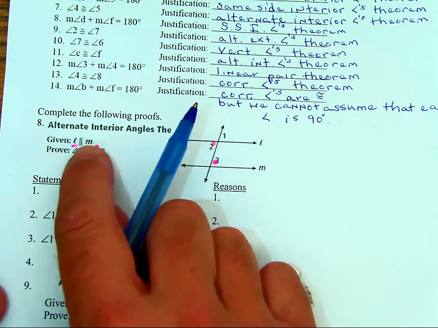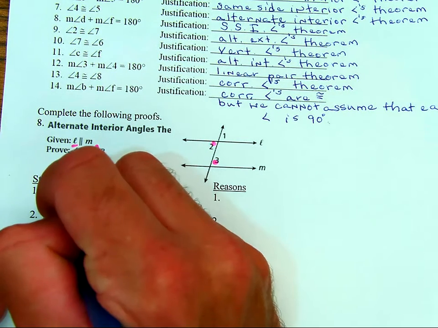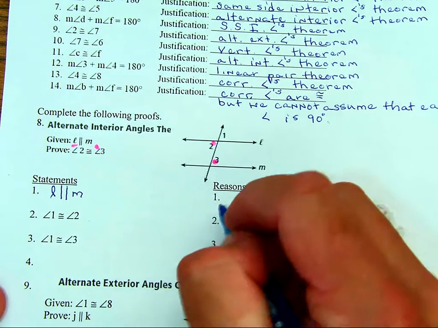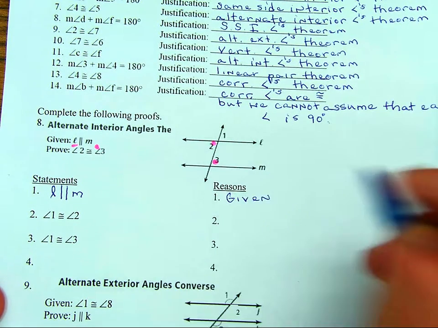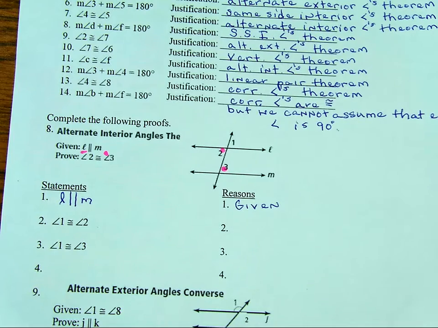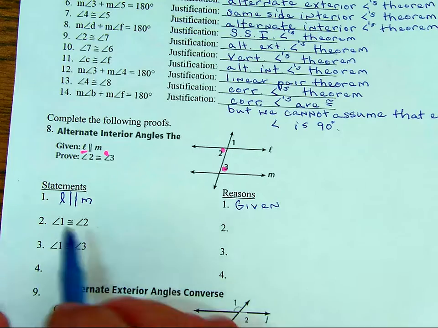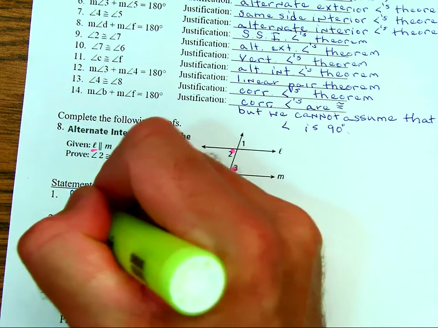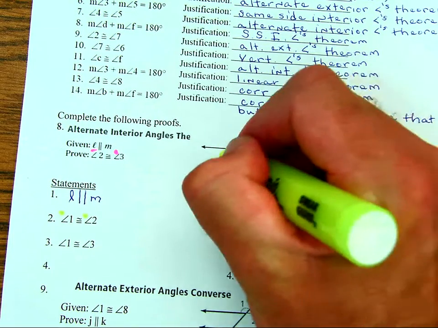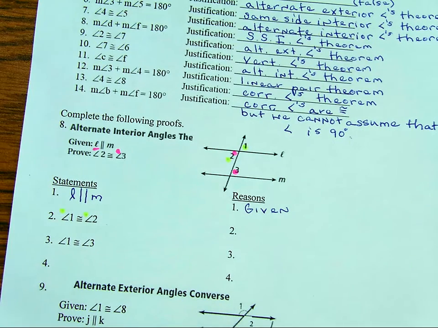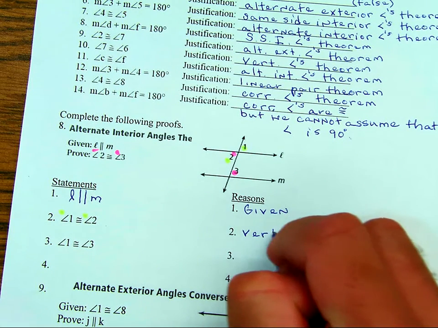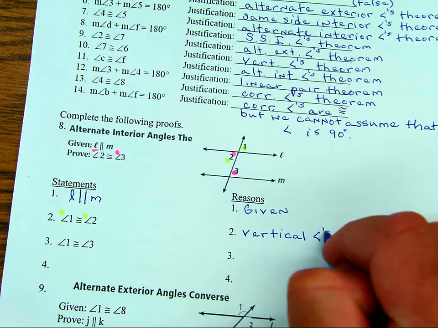So a lot of times with a proof, you're going to start with what's given. So in this case, it says, given line L is parallel to line M. So the reason is given. And we're going to try and prove that those pink angles are congruent by using other things we know, other things that we've learned. Okay, so it says that angle 1 is congruent to angle 2. I'm going to highlight each of those in yellow. Okay, and the reason that angle 1 and 2 are congruent is because they're vertical angles. So reason 2 is going to be vertical angles are congruent, or vertical angles theorem.